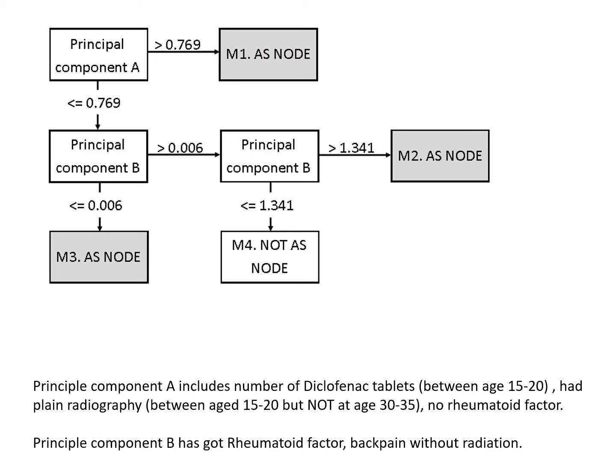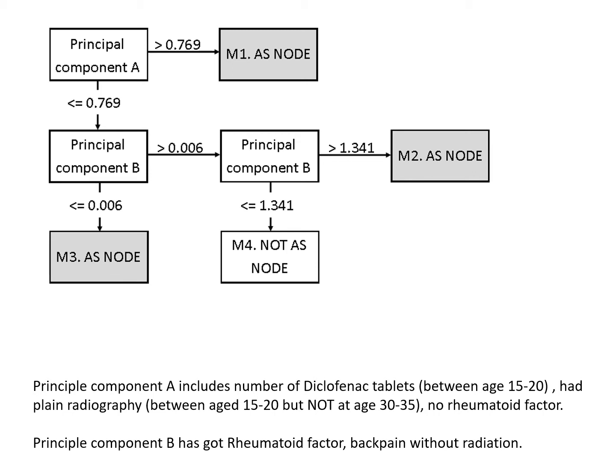So for example, a person's medical history would be run through one model, principal component A, and this includes things like number of diclofenac tablets taken between the ages of 15 and 20. Have they had a plain radiograph between the ages of 15 and 20, but not had one when they were aged 30 to 35? Is there no rheumatoid factor? So if they had a test and it's absence for rheumatoid factor, given a certain threshold, if it was high on this, they would move to, we believe this is likely to be ankylosing spondylitis.